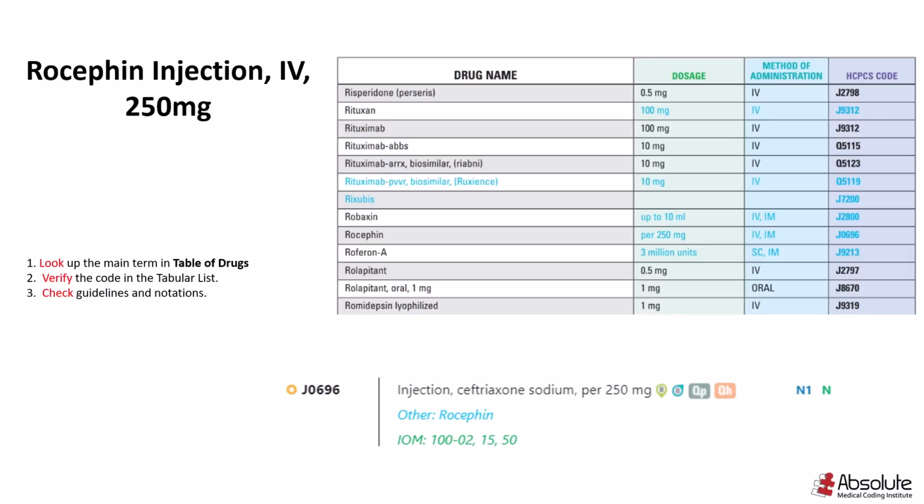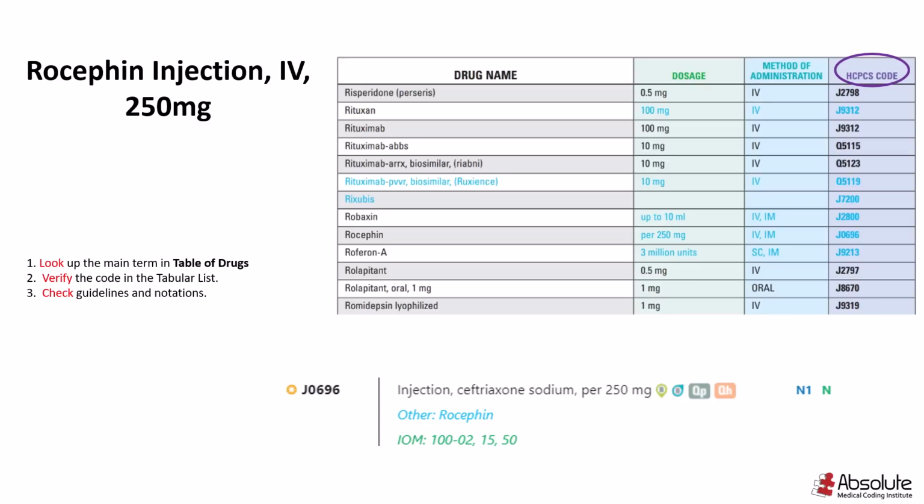Okay, so the main term is going to be Rocephin. So we have to look for the main term in our table of drugs. First, the drug name, followed by the dosage. We had 250 milligram of Rocephin injected, followed by the method of administration. Rocephin was injected intravenously. If we get all these three correct, we'll get the correct HCPCS code as well.